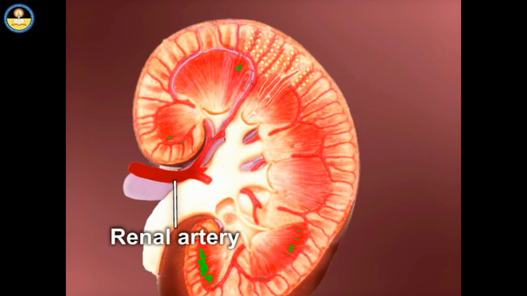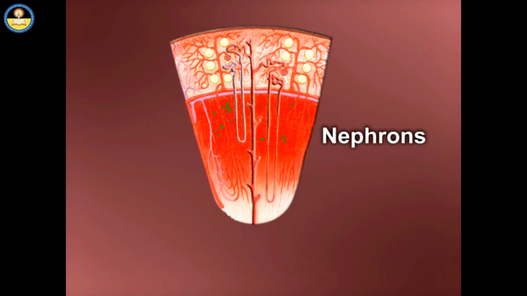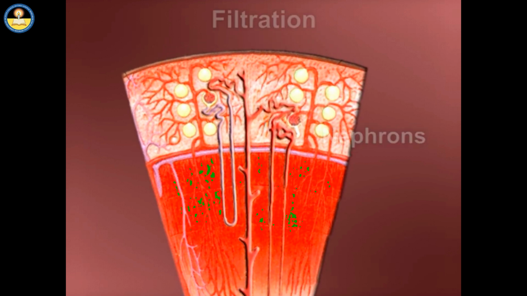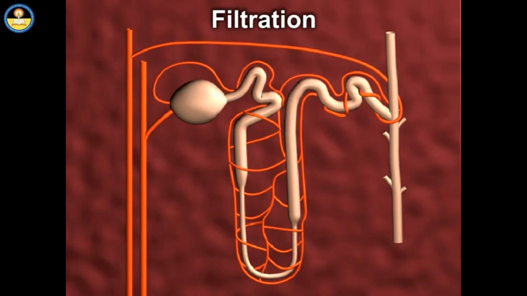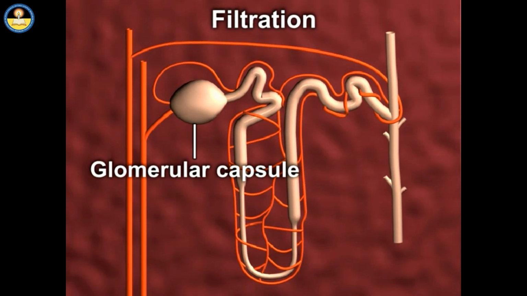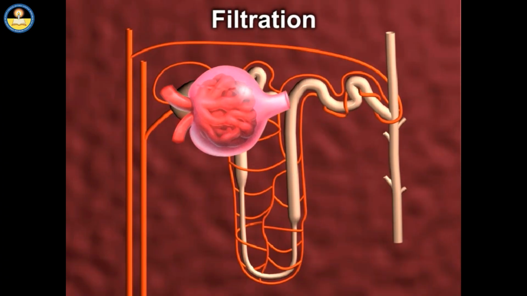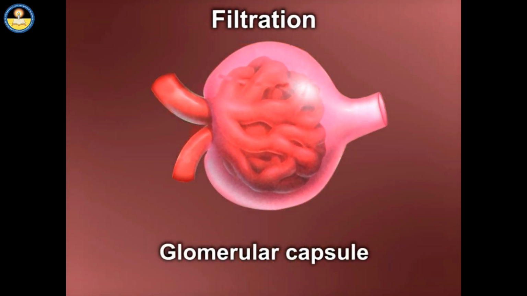Filtration. Blood enters the kidneys through the renal artery. It is pumped into nephrons where the filtration starts. The process of filtration occurs in the glomerular capsule. The filtration removes molecules from the blood depending on their size.